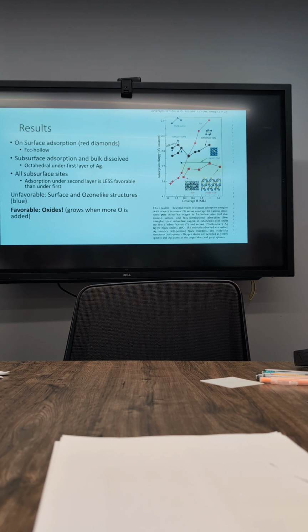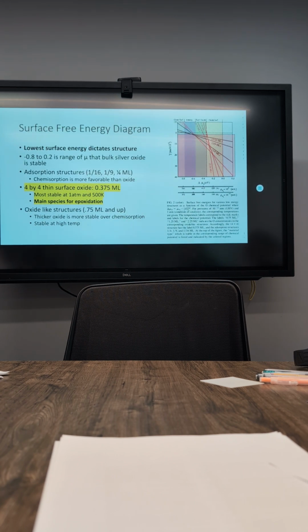And then the next graph is about the surface free energy diagram. So it says, what's most favorable, or what has the lowest surface energy? Which structure predominates? And that's going to be the most likely structure to react. So for this, yeah, I think this graph will help. It took me a while to understand what this is saying, because it's very confusing.